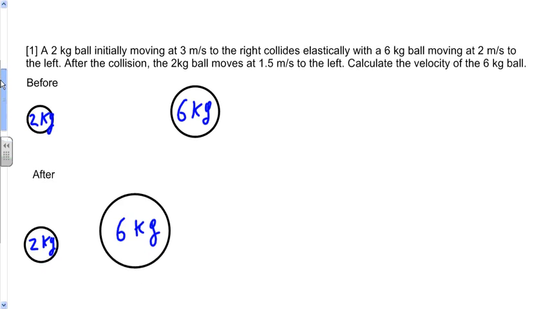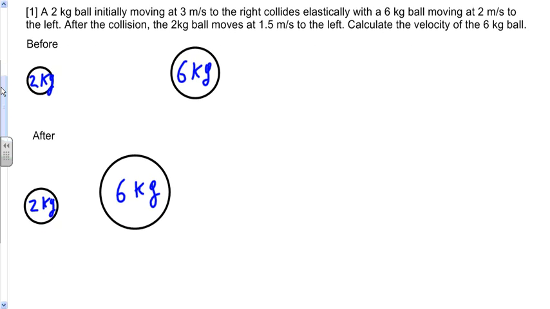So here's our first problem. A 2-kilogram ball, initially moving at 3 meters per second to the right, I'm going to circle that, collides elastically with a 6-kilogram ball moving at 2 meters per second to the left. I'm going to circle that. After the collision, the 2-kilogram ball moves at 1.5 meters per second to the left, and they want us to calculate the velocity of the 6-kilogram ball.